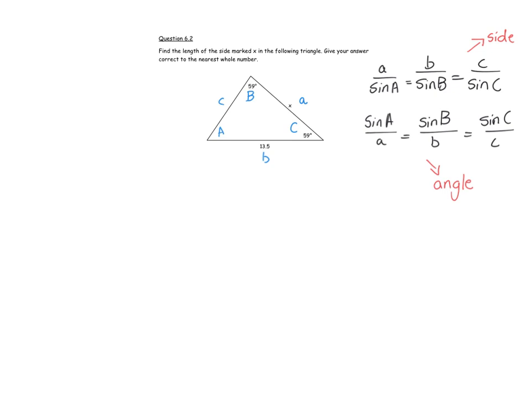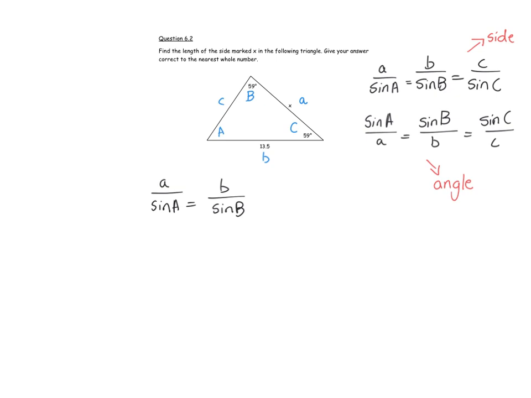So we need a, so we need to use a over sine of A is equal to b over sine of B. And we need to then fill it in. Now, we need a, which is X, we're going with that, but we need capital A. We don't have it, or they haven't given us capital A, but we're able to work it out.